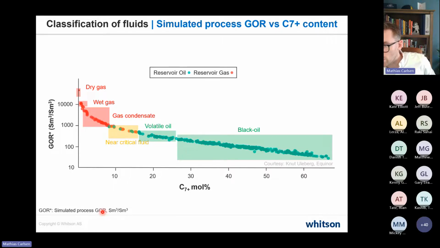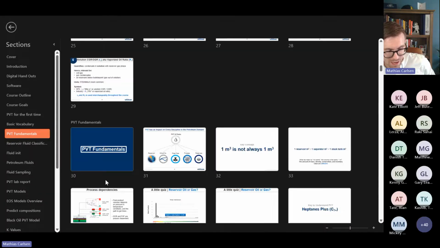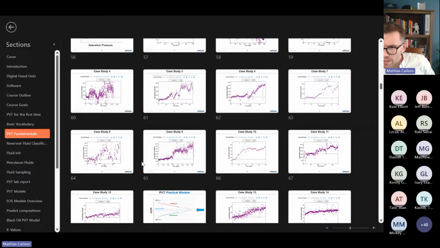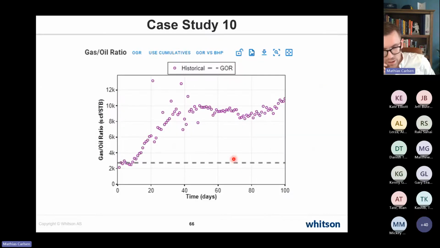Adam also had a question. Would you classify case study 10, page 26, as indicative of an infinitely conductive fracture? Page 82, that's a good question that I haven't really looked at. So page number 66. Yeah, this would be a good example of that, where it shoots up really fast. That would be at least my interpretation without doing any more modeling work on this.